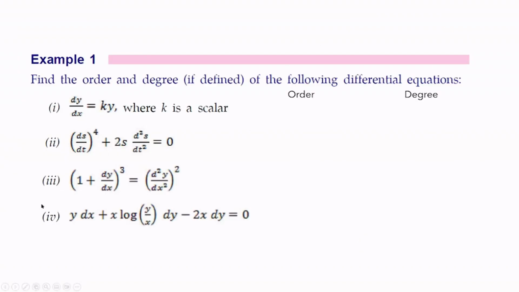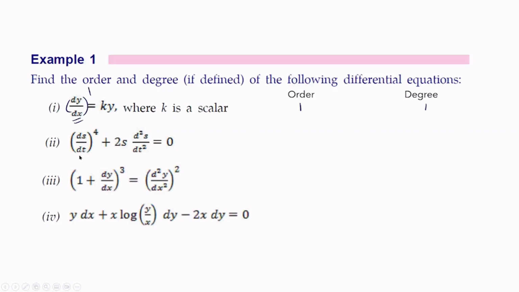And now we will see the first example. Find the order and degree, if defined, of the following differential equations. The first one is dy by dx equal to ky, where k is a scalar. Here the highest order derivative is dy by dx, a first order derivative, so the order is 1 and it is raised to the power 1. So degree is also 1, and it is a polynomial equation in derivatives.